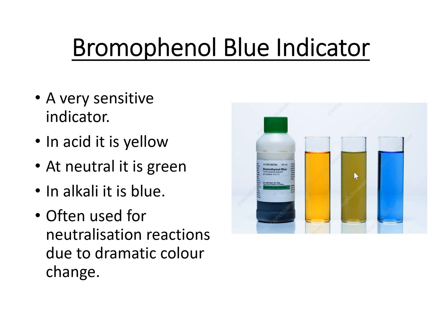So if you remember universal indicator, you get dark green at around 8. And sometimes that can be hard to distinguish between that and the green for 7. Whereas with bromophenol blue indicator, you don't have that issue. It's only green at neutral.